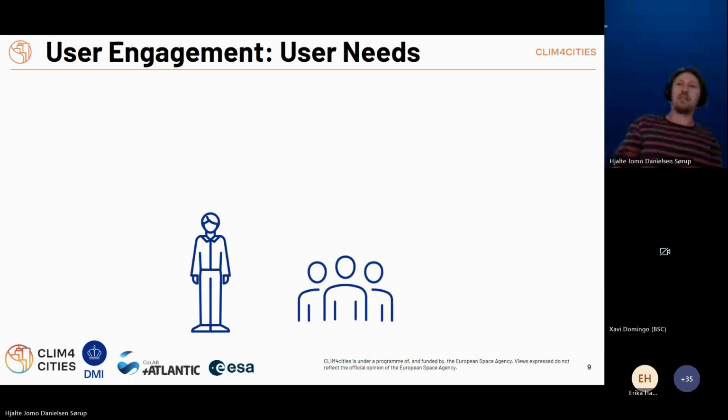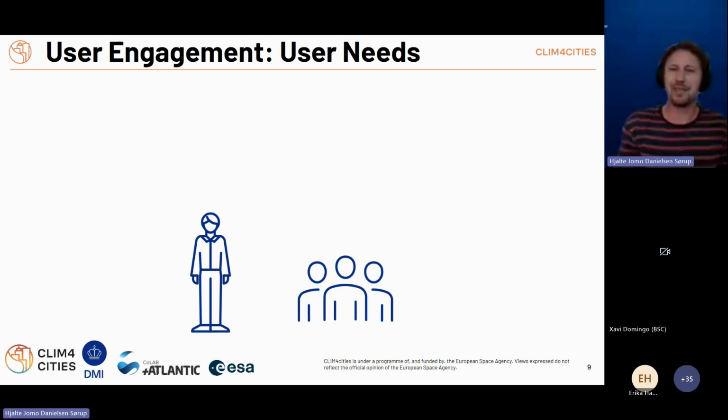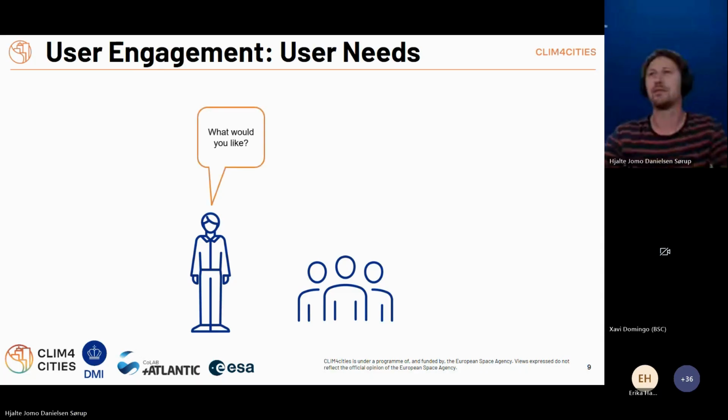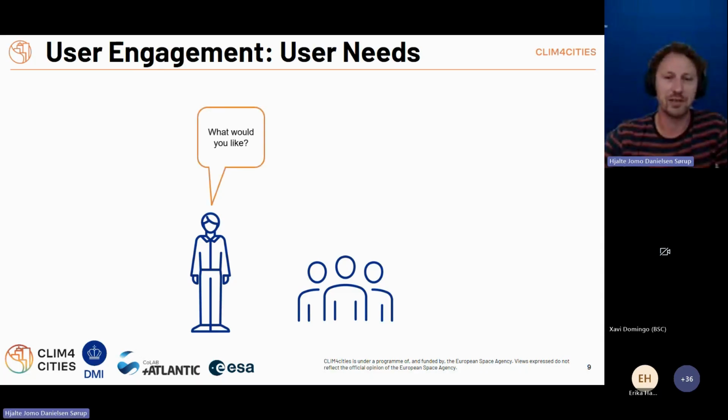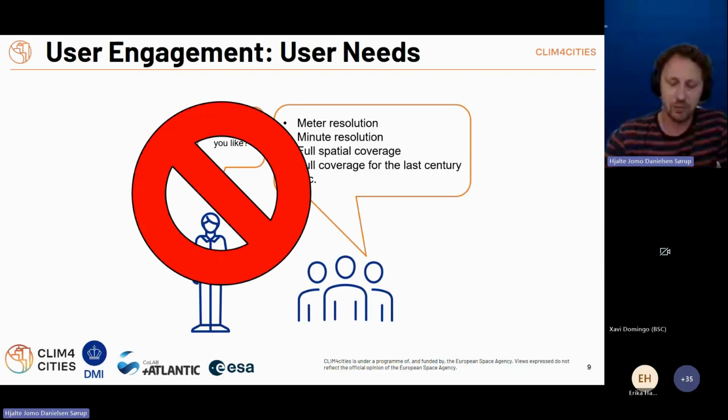So the next thing is about how we dissolve user needs, because one could get to the point where you just ask, what would you actually like? What are your needs? And then people will start babbling and they want everything. That's usually the case when you ask them openly like this. So this is not what we did.